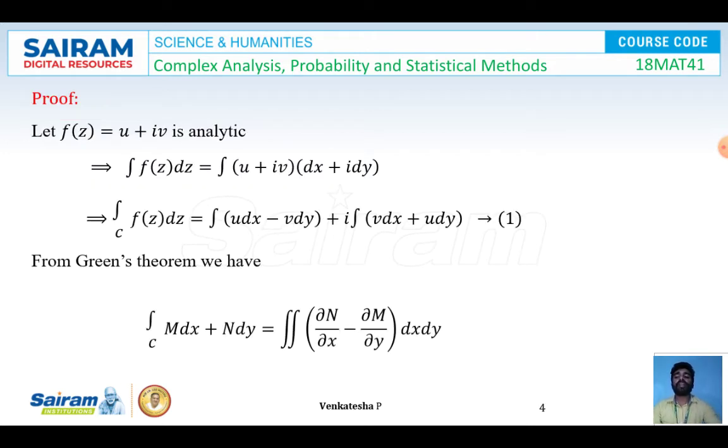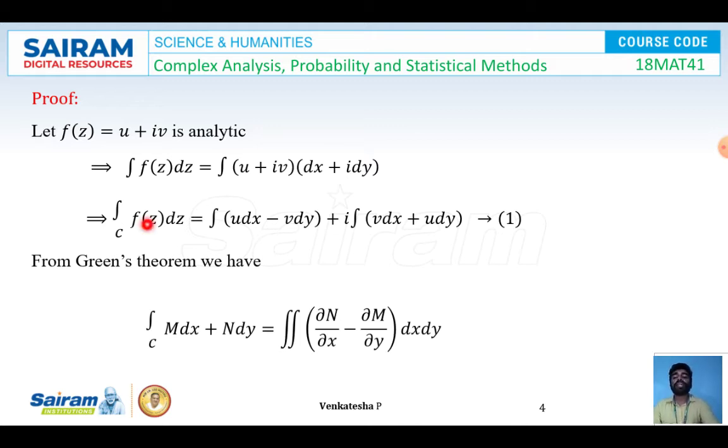Since they have given that the function f(z) is analytic, take the function f(z) as a complex variable, that is u plus iv. Now I am going to apply the integration on both sides with respect to z. So we will get the integral over C of f(z) dz is equal to the integral over C of (u plus iv) into (dx plus i dy). Now by multiplying both, we will get u dx plus u i dy plus i v dx plus iv into i dy. By multiplying i into i, we get i squared, which becomes minus 1.